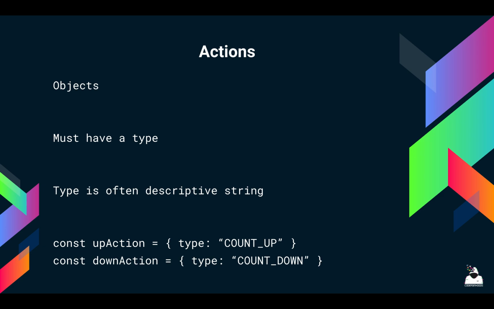Actions are just objects. They're really nothing special. The only difference between just being a normal object and being allowed to be an action is that it must have a type. It must have a key of type. What the value is, it actually is up to you. As long as there is a key of type, Redux sees it and goes, okay, that's a valid action. I'm going to pass that along.